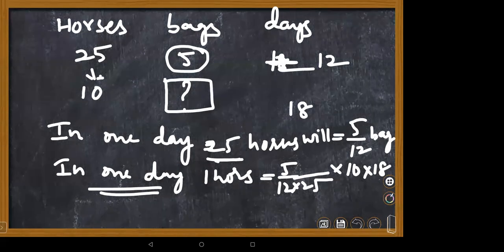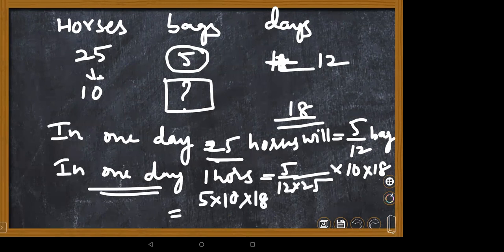Understood, children? First, you need to find out in one day 25 horses how much quantity of corn they will eat. So 5 by 12. So one horse, how much they will eat, means 5 by 12 multiplied with 25. But 10 horses, how much means into 10. But how many days are we supposed to calculate? 18 days, ma'am. So you just multiply. 900 by 300, which is 3 days. That is the way she did.